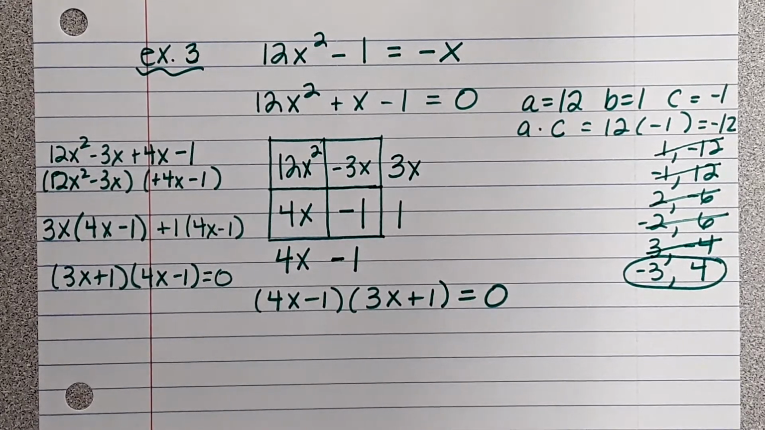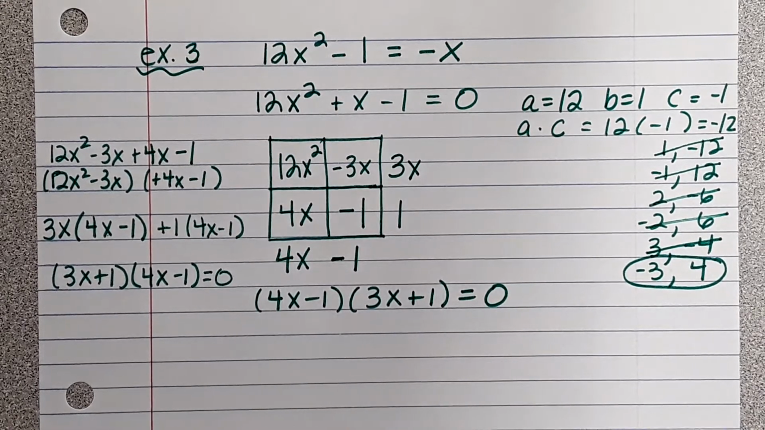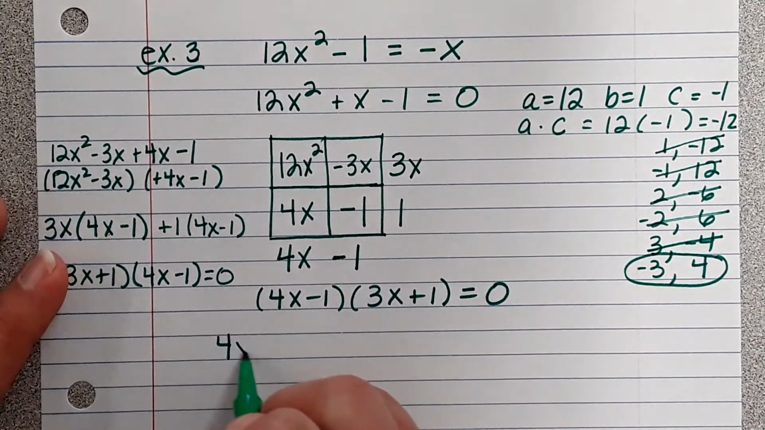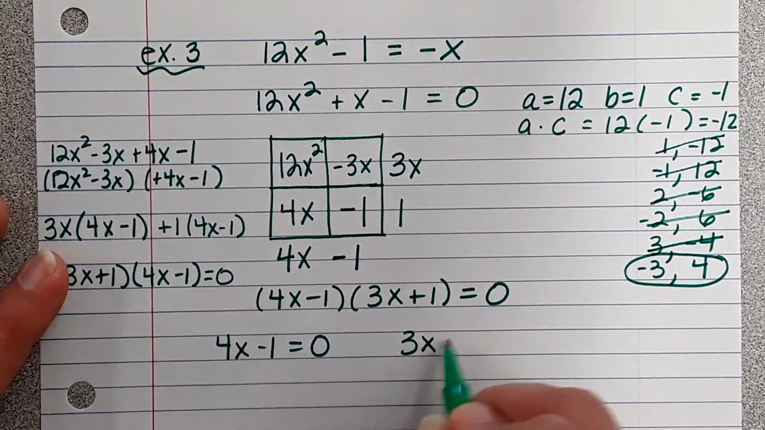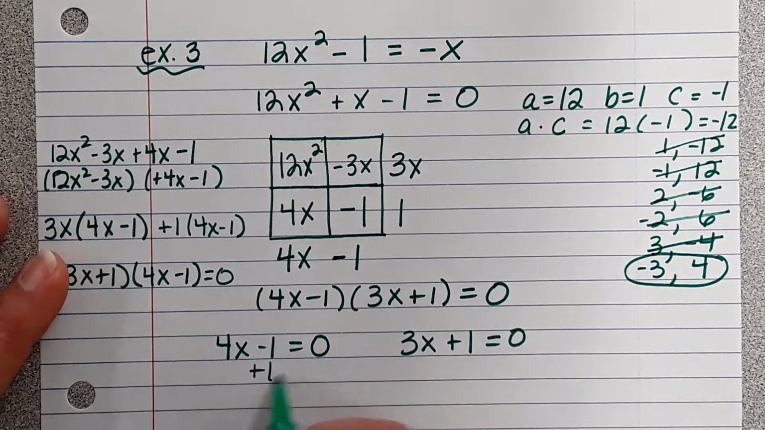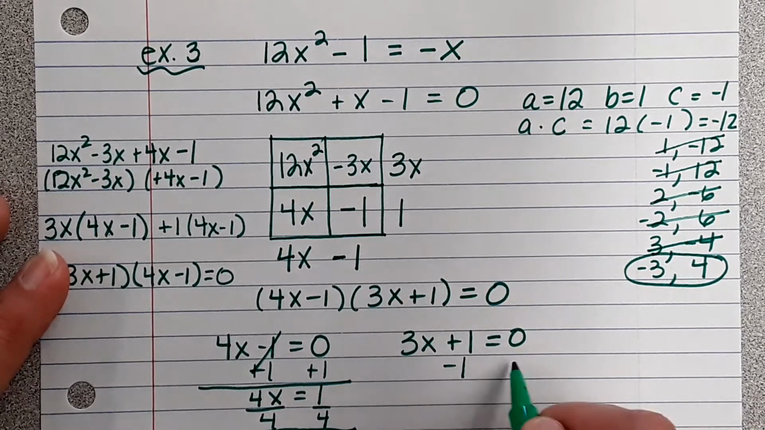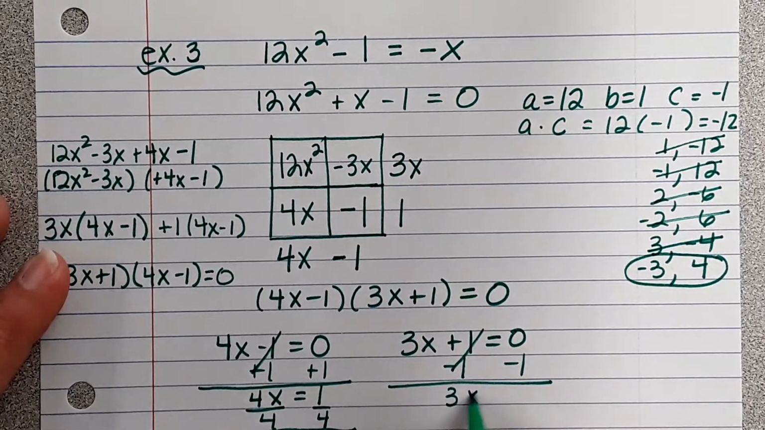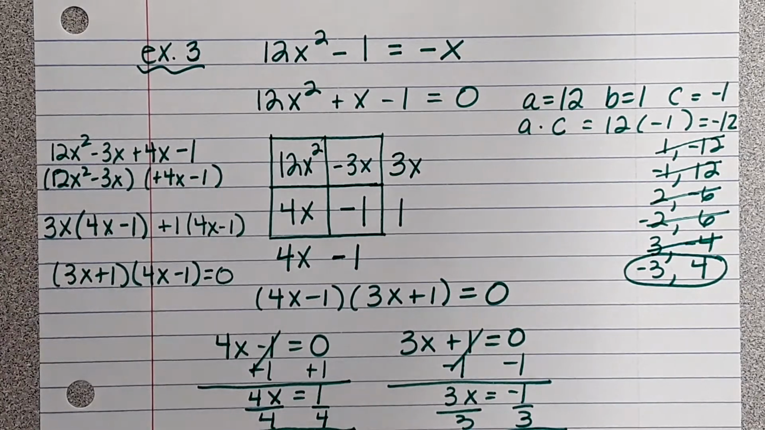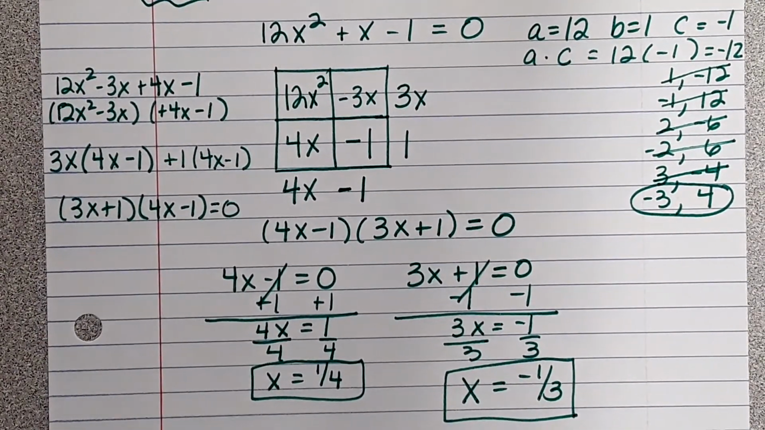But it has an equals 0. So what do we do when it has equals 0? Set each one equal to 0. This is about the longest problem that you will get in Algebra 1.